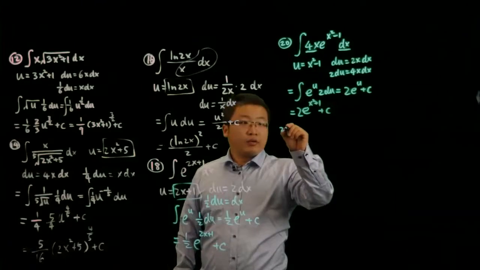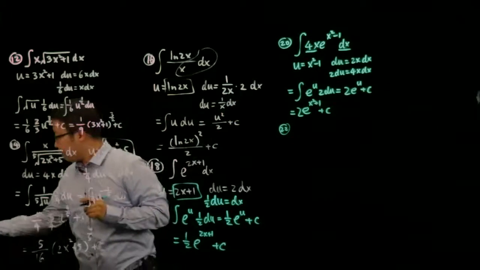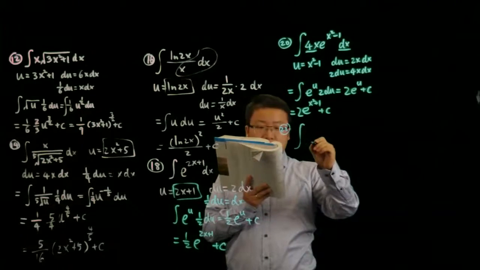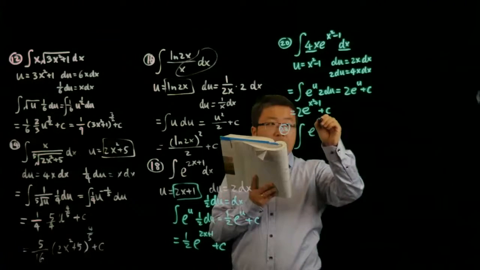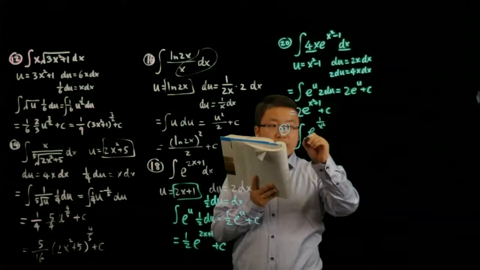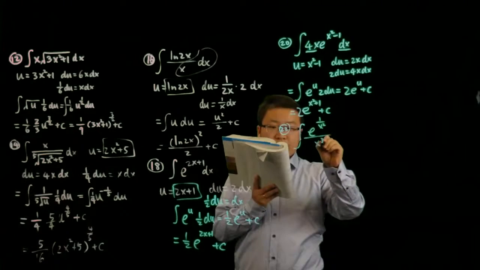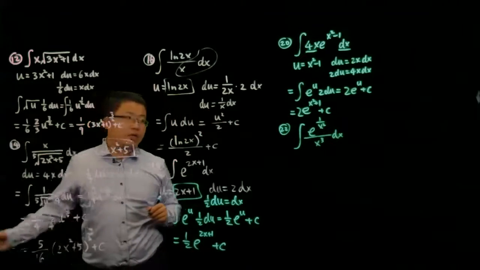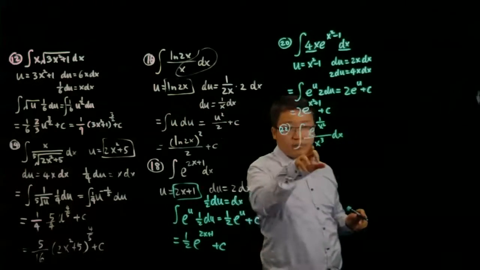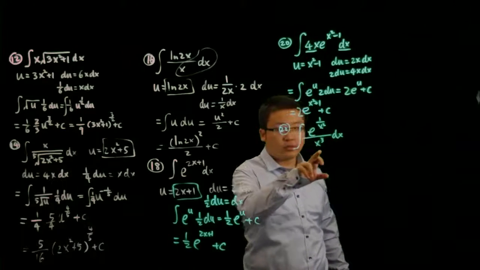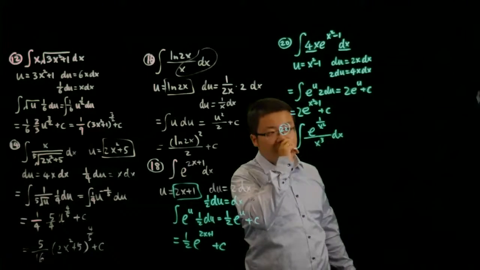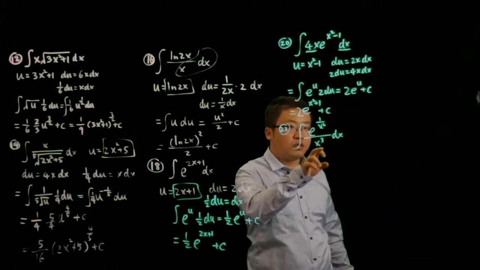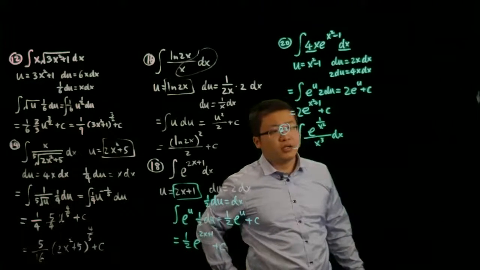Okay, now number 22. 22 is the integral of e to the power of 1 over x squared, divided by x to the third, dx. This is actually a pretty interesting question because you would think that maybe I should put u as x to the third because I have x squared. Then I can do substitution because this is my du, this is my dx, this is my u.